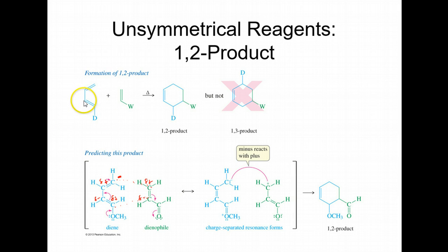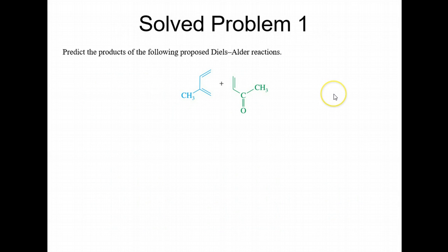Okay, so if your D is on the second carbon, right here, the W wants to add this way. All right, 1,4 opposite of each other. If your D is at the 1 position, your W is going to add right next to it to give you that product. Okay. So here's kind of a practice problem.